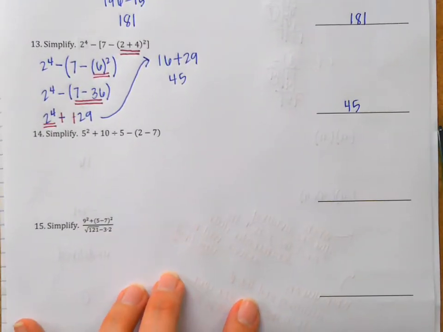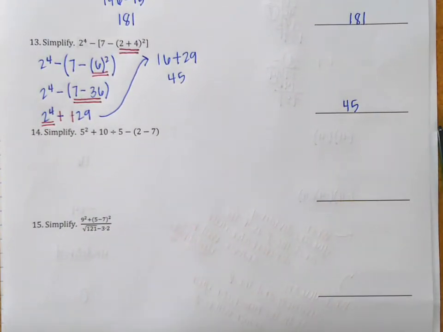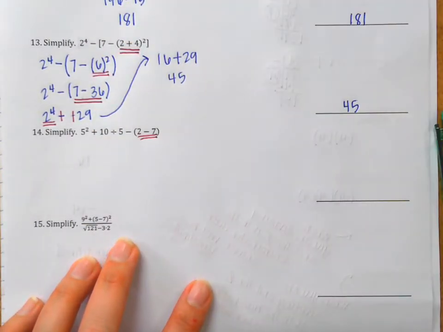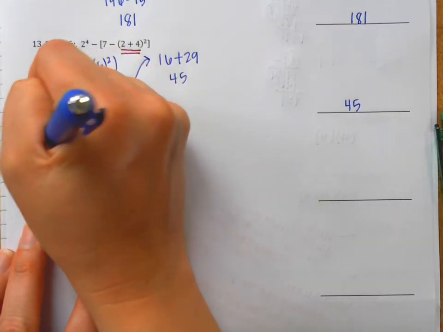Okay, let's move on. So we're on to 14. 14, we're starting with our grouping symbols. So we're starting with 2 minus 7. 2 minus 7 is negative 5.